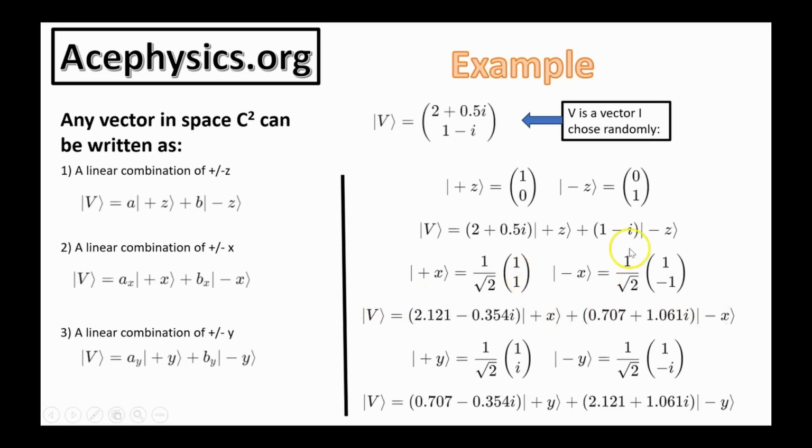If you were to plug plus x and minus x in, which I recommend you do, and do the multiplication and the addition, you'll find that this has to equal the vector v. And finally, I can write the vector v in the y basis, where v is equal to this complex number times plus y plus this complex number times minus y.